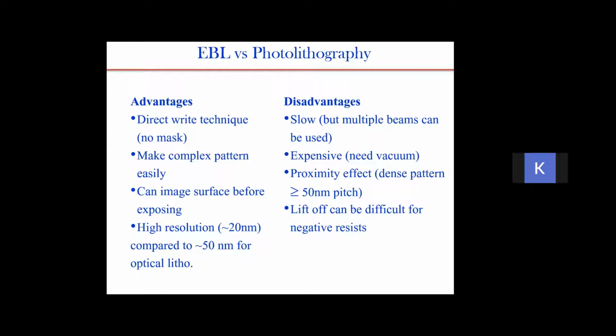However, everything has some disadvantages also. The main disadvantage is that it is a slow process, though recently multiple beams are used to overlay. Again, it needs a vacuum system. Photolithography doesn't need a good vacuum system. You can just do it in open air. The only thing you need is a good clean room. But EBL needs a very good vacuum system, because your electron path has to be in ultra high vacuum. Otherwise, there will be a lot of scattering. So that makes the system expensive.